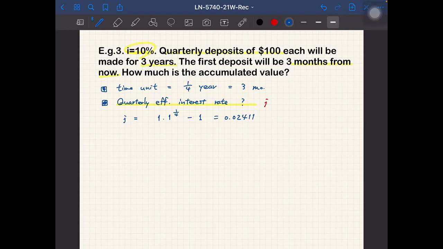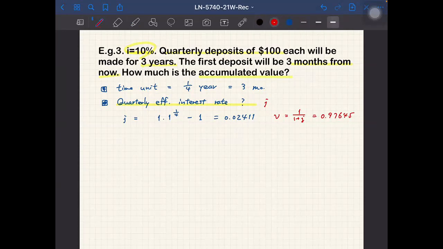Okay, so we think about the v. Actually, the v corresponds to j here, so 1 over 1 plus j. Maybe we should use another symbol, but anyway, we are using only the quarterly rate. So we define v as 1 over 1 plus j, and this becomes 0.97645. Now we want to calculate the accumulated value.